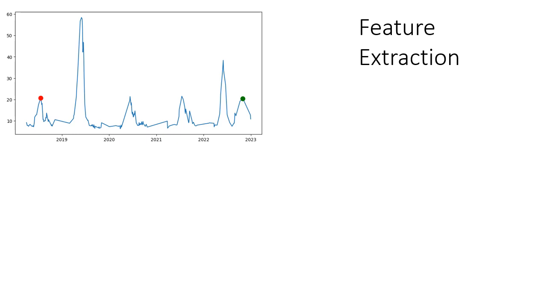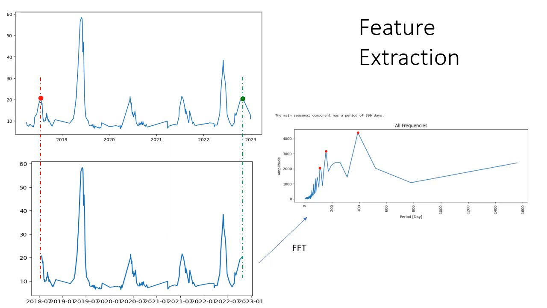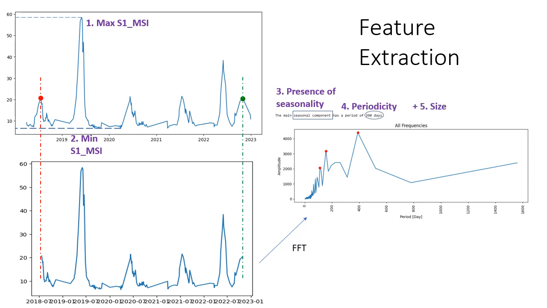From the plot of the S1 MSI of a field, the first and last peaks of the graph were identified. The data was then cropped from the first until the last peak. The FFT algorithm was then applied to convert it from a time domain to a frequency domain graph. Out of the 3 peaks identified, since the highest frequency peak corresponds to a period of 390 days, that is deemed to be the main seasonal component of this graph. Features such as maximum and minimum S1 MSI, presence of seasonality, periodicity, and finally the size of the field were extracted.